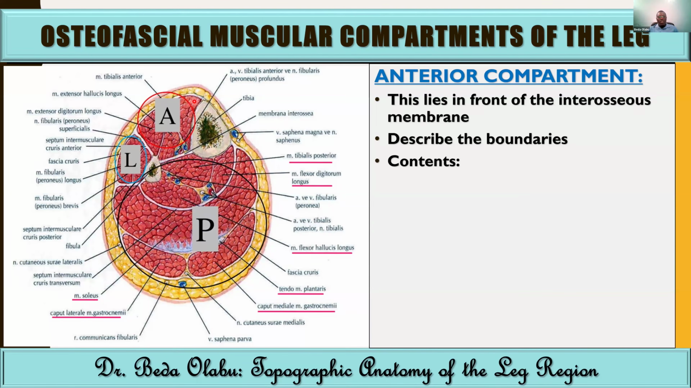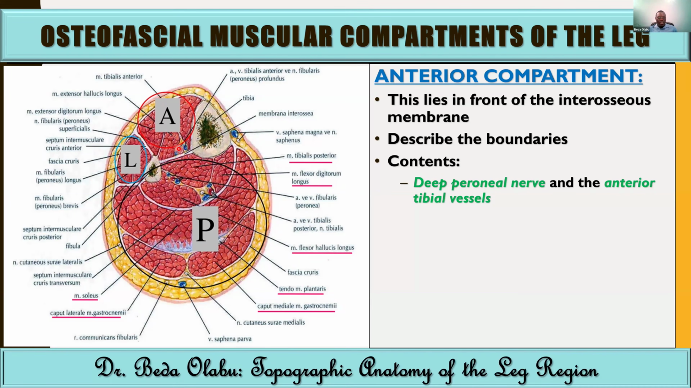What does the anterior leg compartment contain? It contains a neurovascular bundle that lies anterior to the interosseous membrane: the deep peroneal nerve and the anterior tibial vessels. The anterior tibial artery, as I already mentioned, is a direct branch of the popliteal artery that passes above the interosseous membrane to become anterior.